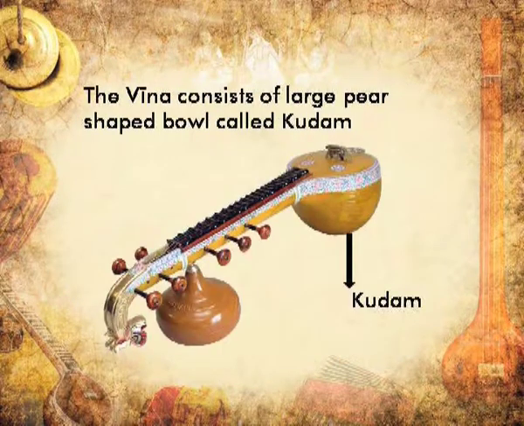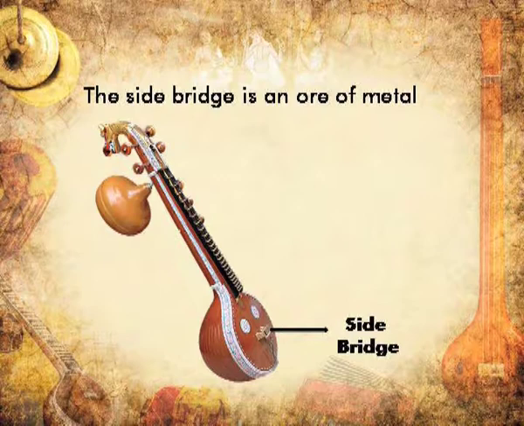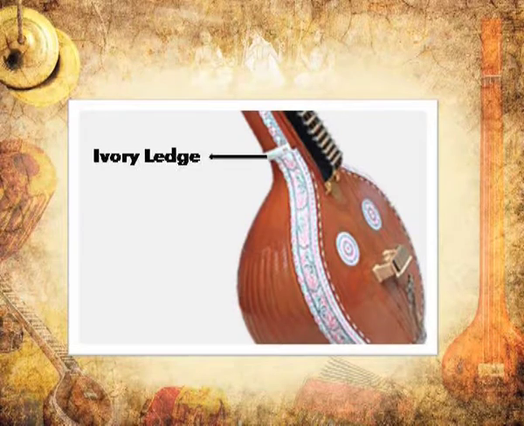The veena consists of a large pear-shaped bowl called kudam in Tamil. It is hollowed out of a single block of wood, mostly jackwood. At its center is the main bridge of wood. There is a side bridge which is an oar of metal. The bowl is separated from the stem by a projecting ledge of ivory.